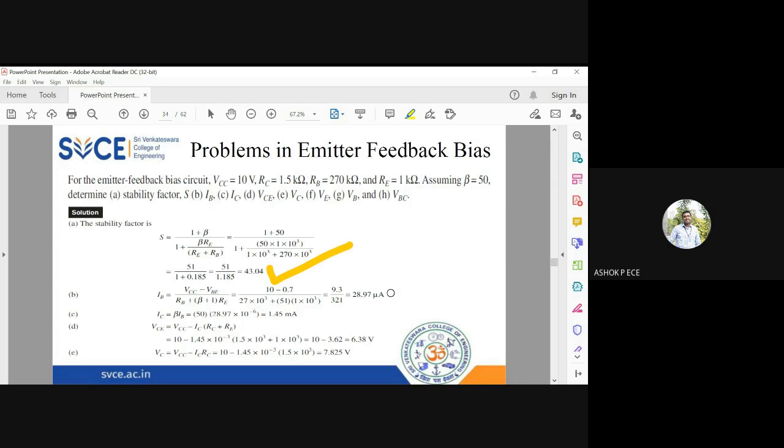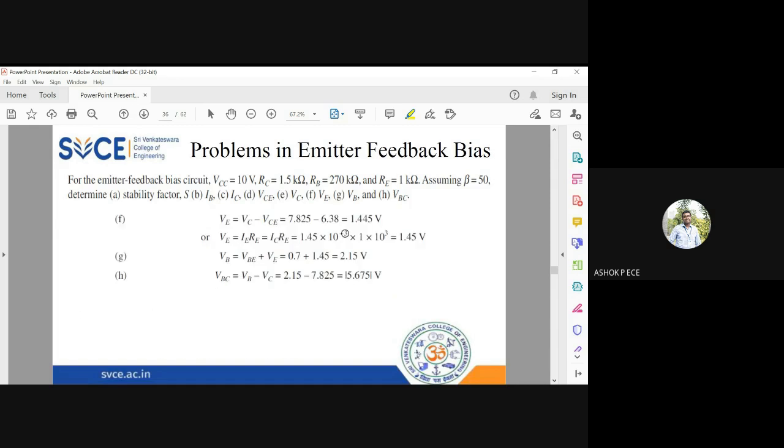And the expressions for IB, IC, VCE, VC, they have asked everything. So by using the corresponding equation, you can find everything, VE, VB, and VBC. So all the voltages you can find. VBC means VB minus VC. VBE means VB minus VE. From that you can find VB, VBE plus VE. VCE, VC minus VE. From that you can find emitter voltage. So they have asked in the question everything.